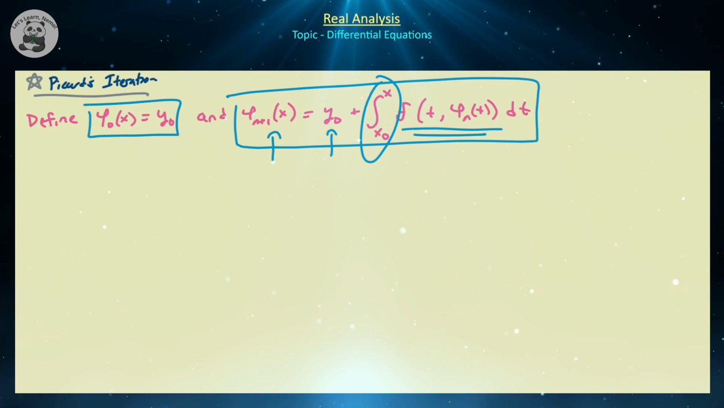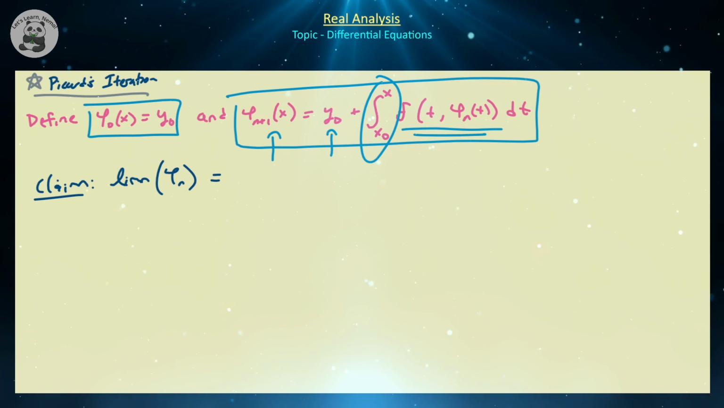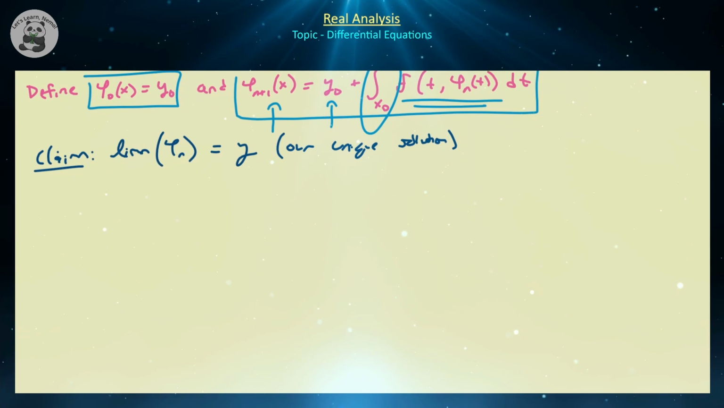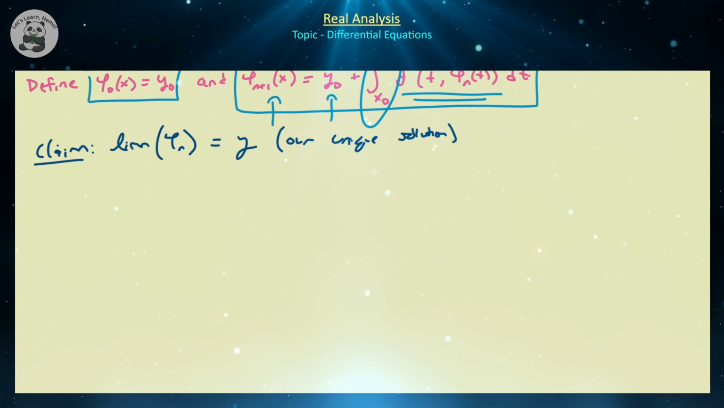So the claim, at least for the time being, is that this sequence of functions converges to y, our unique solution. Obviously, if this sequence does converge to the correct thing, limits are unique, so uniqueness practically falls immediately from our properties of limits of sequences, right? So let's do a quick example to see how this iteration works, and then we'll provide a sketch of the proof of the Picard-Lindelof theorem.